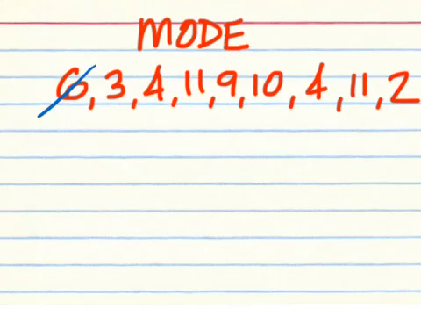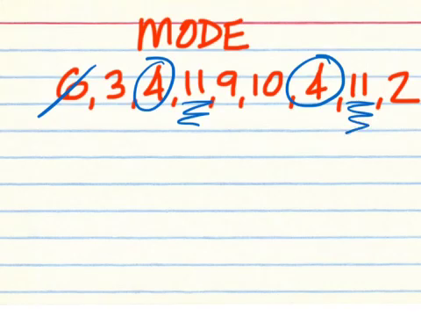Well, we only have 1 6. We have 2 4s, and we have 2 11s. So it's going to be 4 and 11.